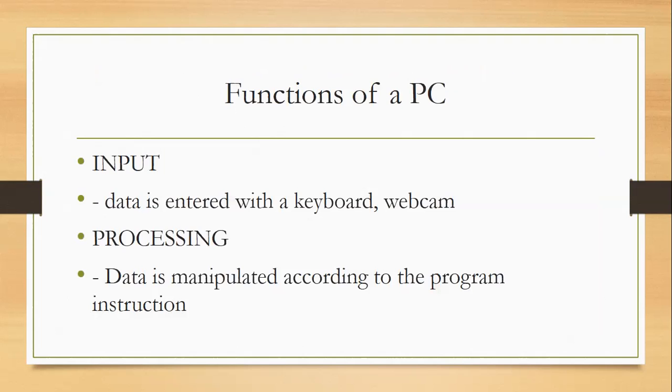Now we'll talk about the functions of a PC. There are mainly 4 functions of a PC, and they are connected to each other. The first one is data input. In the input process, data is entered with the keyboard or webcam. For example, we'd like to make a document, and we create the document and then enter some information in it, and this process is called input.